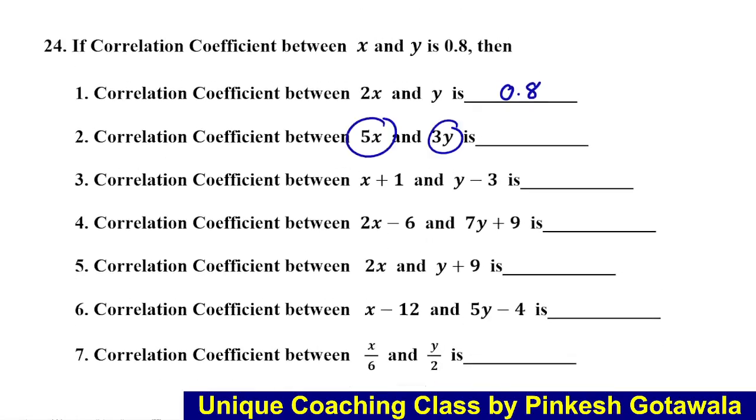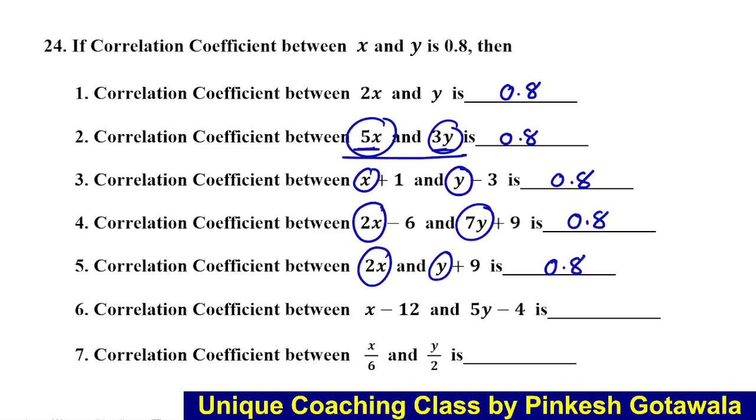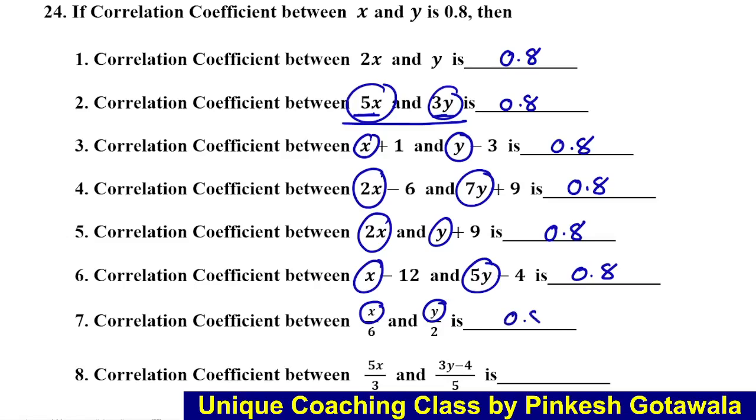Next, 5x, 3y. Just focus: do x and y become minus or not? No, both are plus. Look here, 5x and 3y both plus, so 0.8 as it is. x plus 1, look, only focus on x. Okay, x is plus. Here y minus 3, but focus on y. y has not gone minus, y is still positive. Just focus on x and y. Okay, both are positive, so no change, 0.8. Here x, here 7y, both are positive, no change. 2x, y both are positive, 0.8. x, y both are positive, no change. Here divide, but just focus on x and y, both are positive, 0.8.